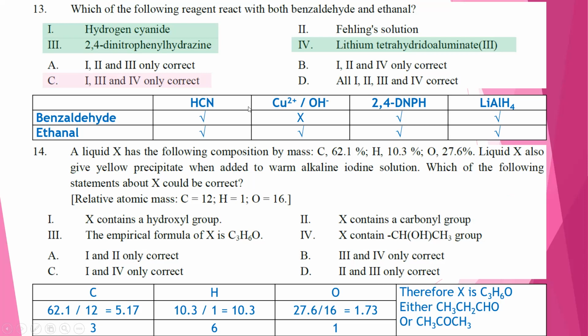Okay, so after the calculation, you can see the ratio is C3H6O. So it's either an aldehyde or ketone. So X contains a hydroxyl group, which is wrong. Okay, so X contains a carbonyl group, which is correct. So the answer is 2 and 4.